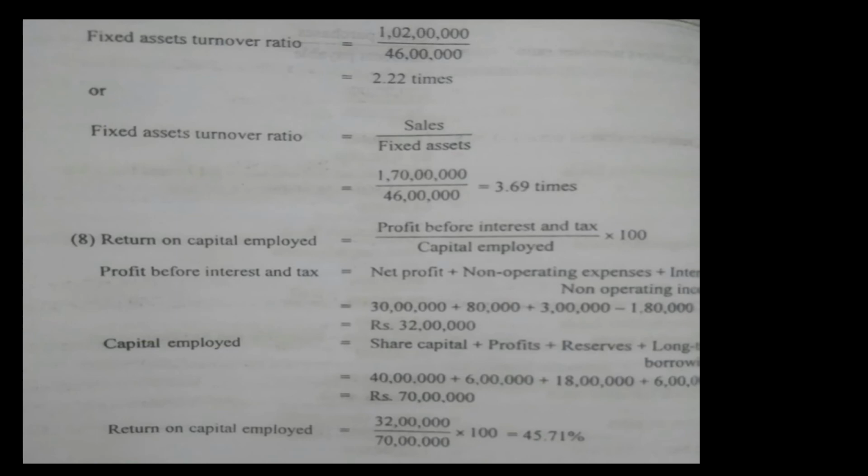That is 70 lakh. It will give me the ratio into 100. Since it is return on capital employed, we have to multiply by 100 finally. That will be 45.71%. Okay, the next one.